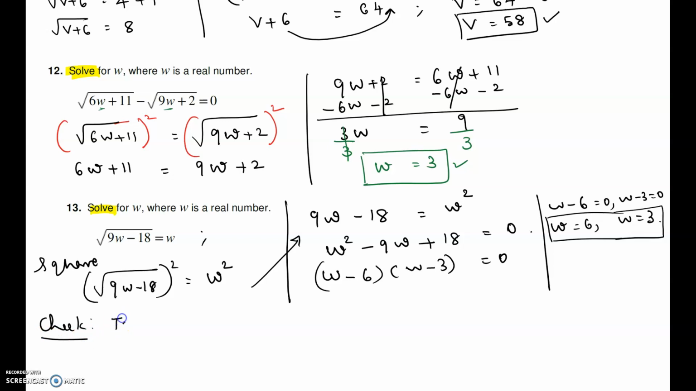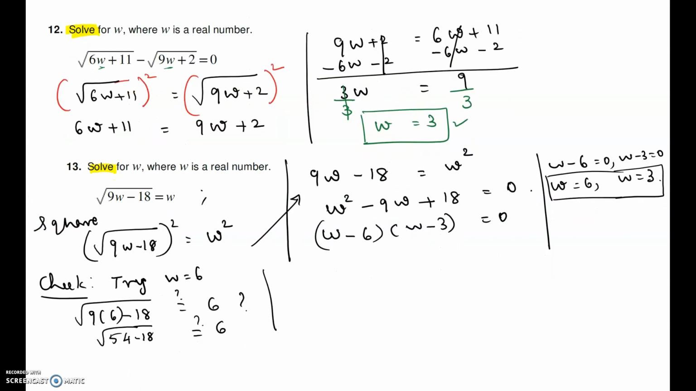Let's try w equal to 6 into the original. So it is 9 times 6 minus 18 with a square root equal to 6. Is it okay or not? Is it true? So it will be a square root of 54 minus 18. Is it equal to 6? So square root of 54 minus 18, that will be equal to square root of 36 equal to 6. Is it true? Yes. So w equal to 6 is one of the solutions.